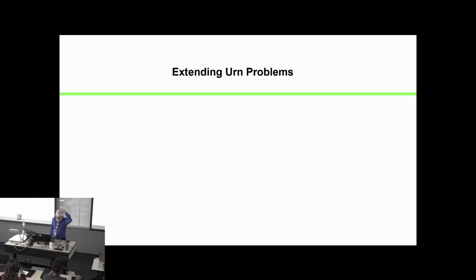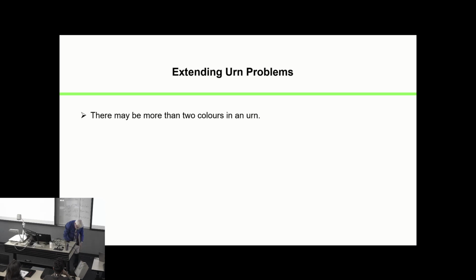Now, we can extend urn problems in all kinds of ways. There are some incredibly mathematically difficult books on urn, what they call urn models, where everything's based on pulls from an urn. And so let's just think about a few of the ways that we could extend those urn problems. One is there could be more than 2 colors in an urn. Now, where would you buy an urn with more than 2 colors? Where would you get an urn with more than 2 colors?